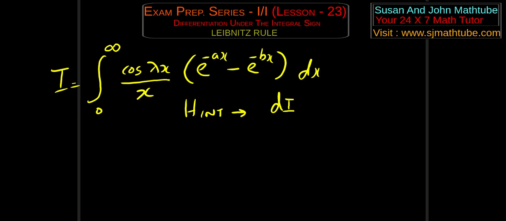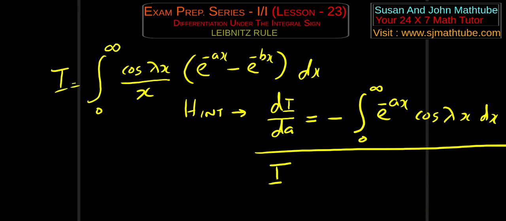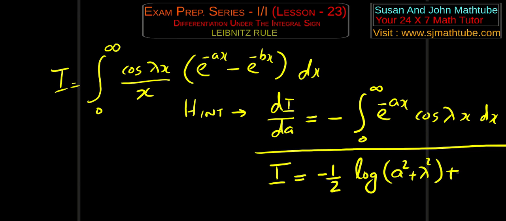You find dI by dA, and that should be equal to minus integral 0 to infinity e power minus ax cos lambda x. Try it. And after some time, when you simplify, you're supposed to get I is equal to minus 1 by 2 log a square plus lambda square plus c. Okay, try it. If not, we will check out this problem.